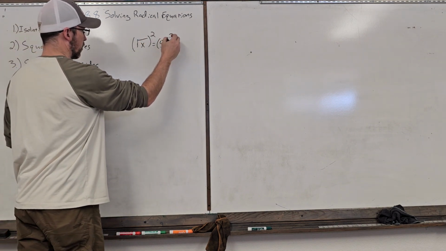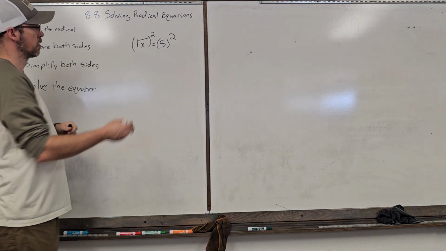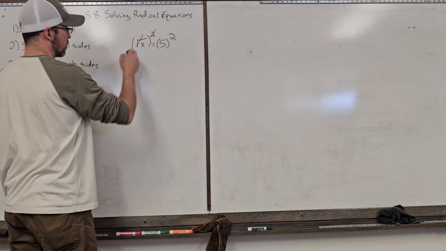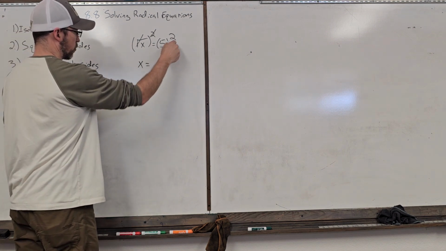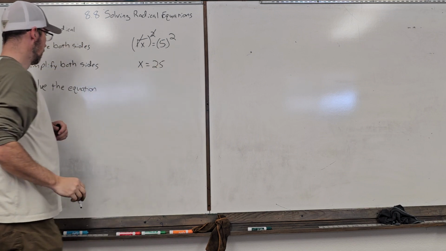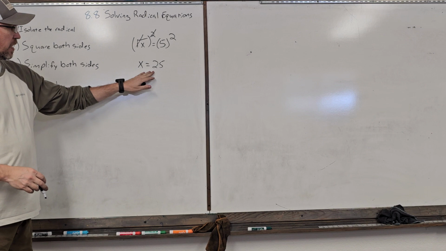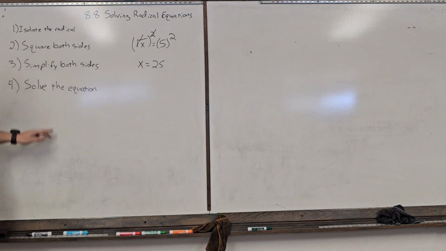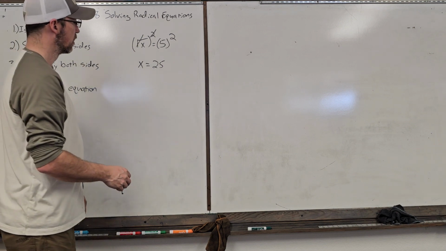I'm squaring it because the opposite of taking the square root of something is to square it, which means those are inverse operations and they cancel each other out, leaving me with x equals 5 squared, which is 25. Step 3 is simplify both sides. It doesn't get much more simplified than x equals 25. Solve the equation. X is already isolated, it's already solved, so I'm done.